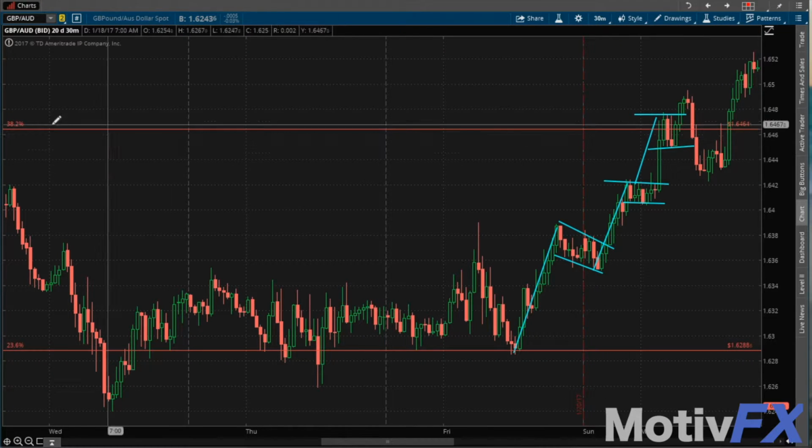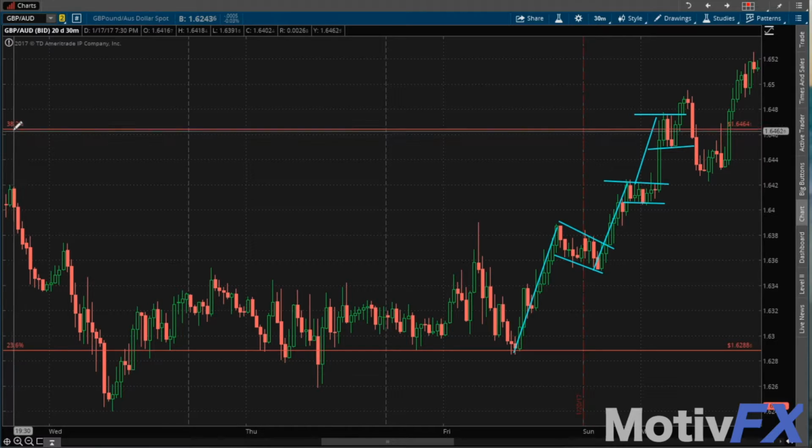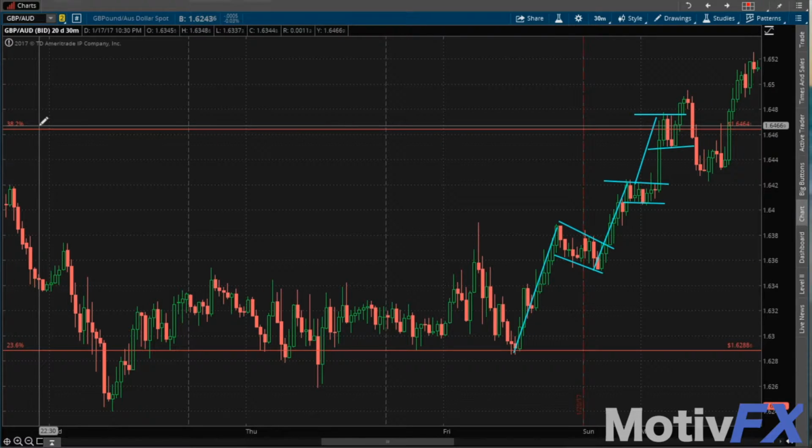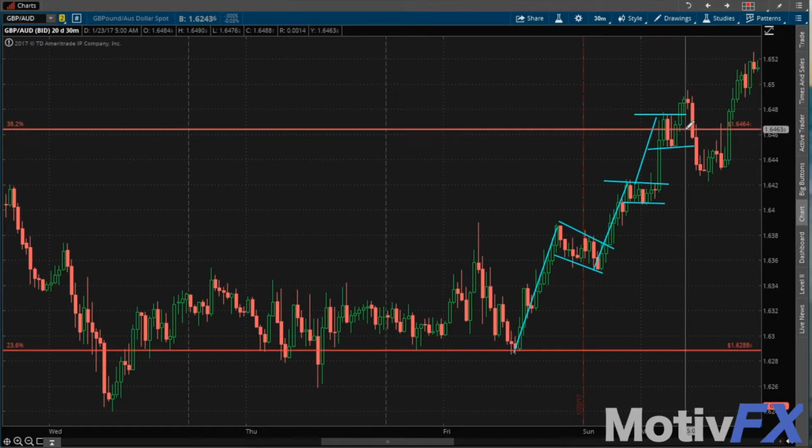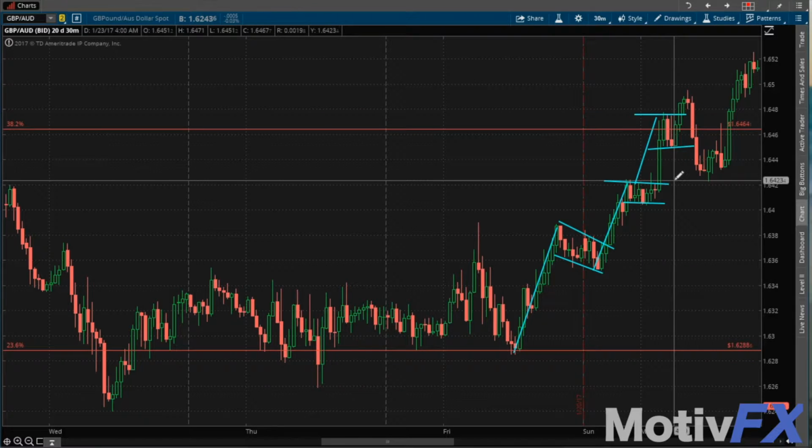Now, what's interesting is you try to play a flag at the 38.2% retracement. Okay, so there are a lot of factors that will hurt you or aid you in the probability of your chart patterns playing out. You have to understand the overall market structure.